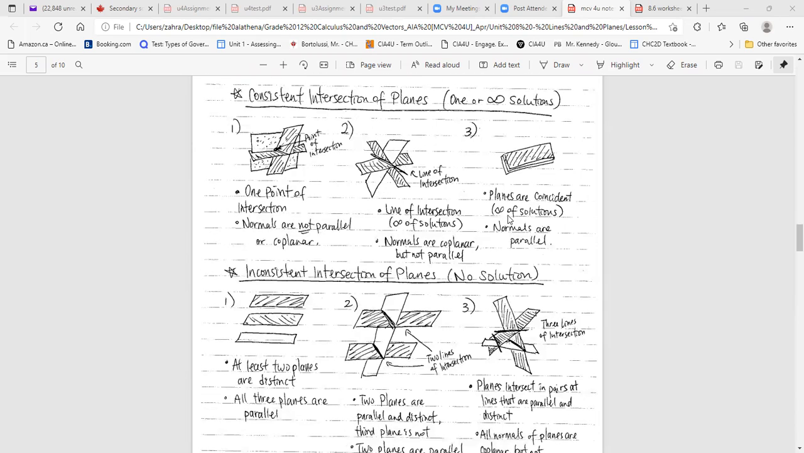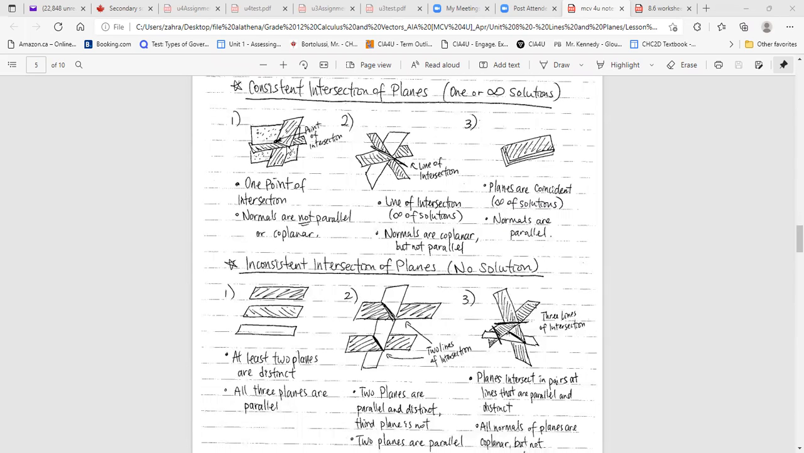So when we have a solution, there are 3 cases. In the first, these 3 planes have a common point, just one point in common. So the normals are not parallel and not coplanar. We'll talk about coplanar later. In the next, they have a line of intersection for all 3 of them, so there is going to be an infinite number of solutions.